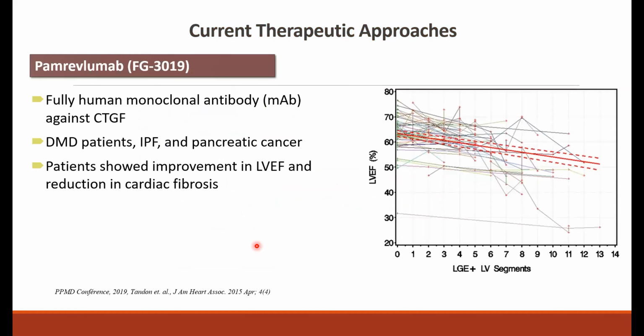Another therapeutic is Pamrevir, which is a fully human monoclonal antibody against connective tissue growth factor. This has been used in DMD patients, that is, Duchenne muscular dystrophy patients. It has shown improvement in cardiac fibrosis by improving the left ventricular ejection fraction and reducing cardiac fibrosis, as you can see from this graph here.